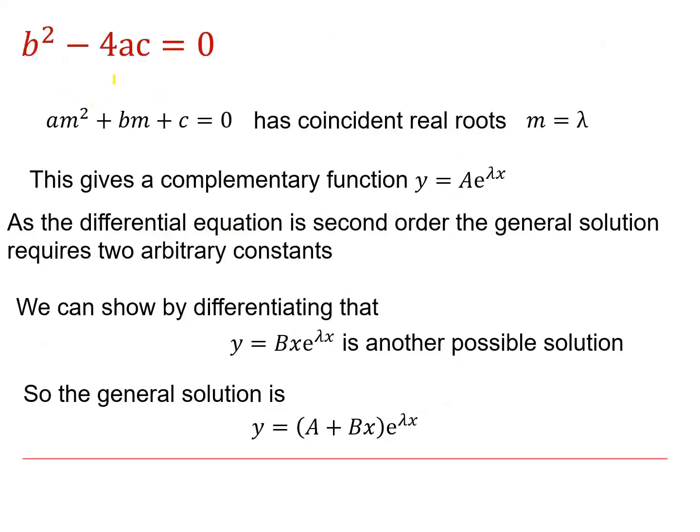In this video, we're going to look at what happens if the discriminant b squared minus 4ac is equal to 0. So we get a repeated root or coincident real roots, and I'm going to call those lambda. Now this would give us a complementary function of the form a e to the lambda x. But as it's a second order differential equation, we would need two arbitrary constants. Now we can go through and show that by differentiating, y is equal to bx e to the lambda x is another possible solution. And so our general solution is a plus bx, all times e to the lambda x.